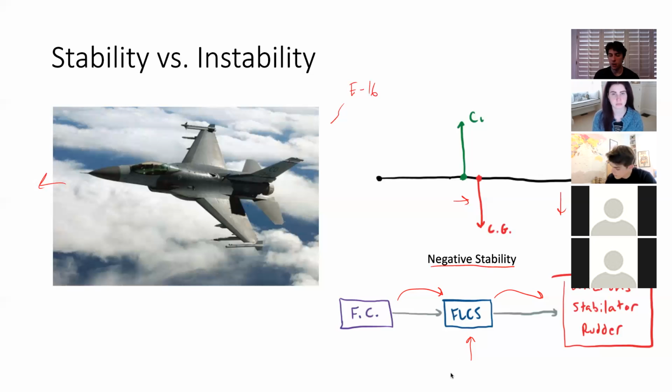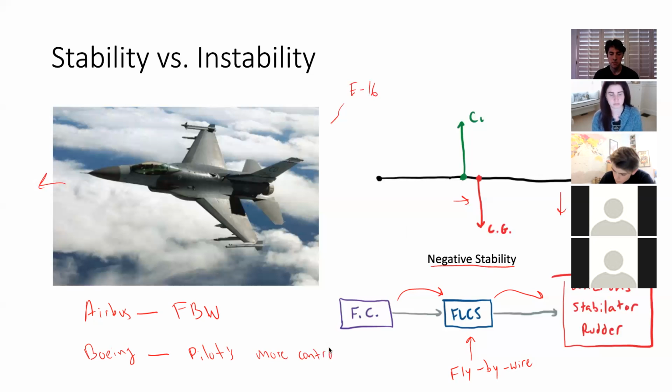This is also known as a fly-by-wire system. So, fly-by-wire. I guess an interesting fact is that that's the main difference between Airbus and Boeing. Airbus uses this fly-by-wire system in all of their aircraft. So essentially they have the computer helping the pilot out with the flight controls, whereas Boeing tends to give pilots more control. So that's sort of the difference in philosophy there.